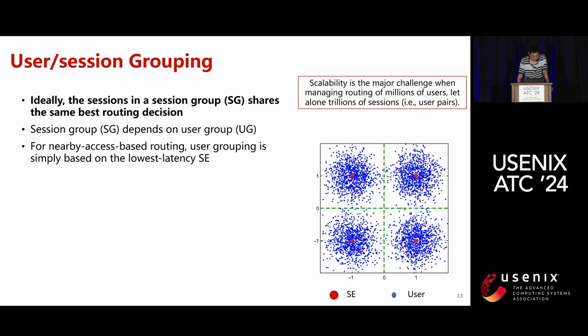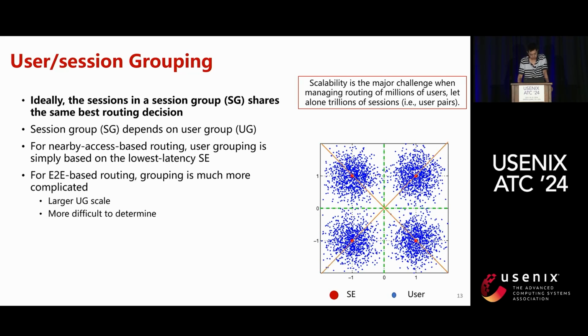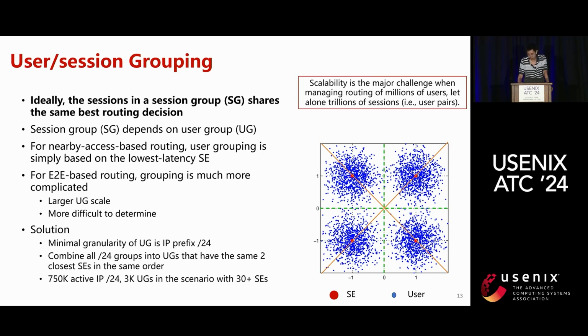For previous nearby access routing, the user grouping can be very simple: just the lowest latency SE. So in this figure, we'll have 4 groups. But for end-to-end based routing, the grouping can be much more complicated. You have a larger user group scale, and it is also difficult to determine. In this example, it would become 8 user groups.